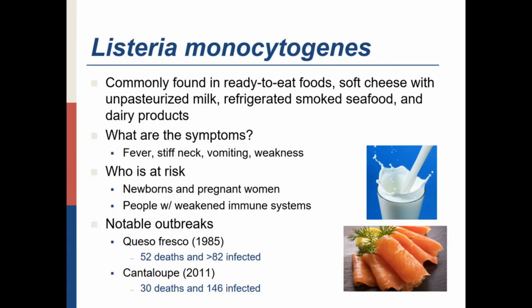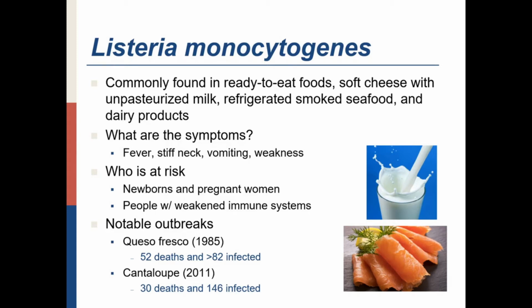Okay, so next one is Listeria, which is commonly found in ready-to-eat foods, soft cheese with unpasteurized milk, so it hasn't had the organisms killed, and then refrigerated smoked seafood and dairy products. So for this one, the symptoms are going to be fever, stiff neck, vomiting, some muscle weakness, and then again, newborns and pregnant women, anyone with a weakened immune system is going to be the most susceptible.